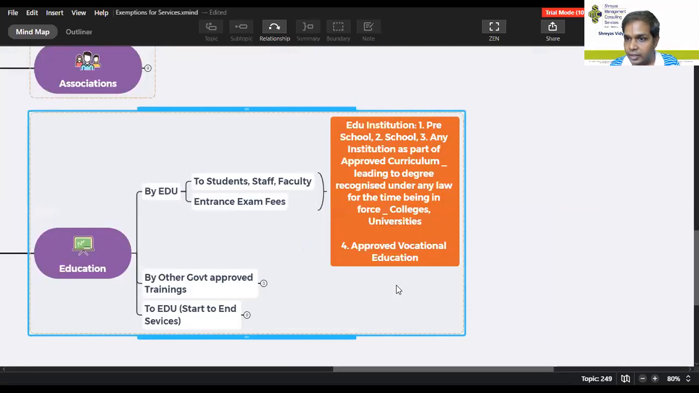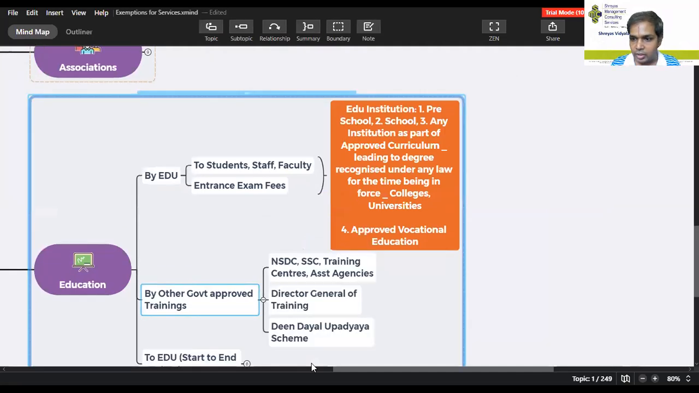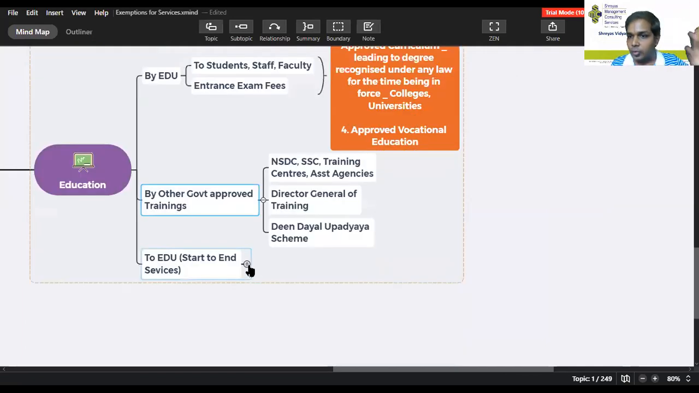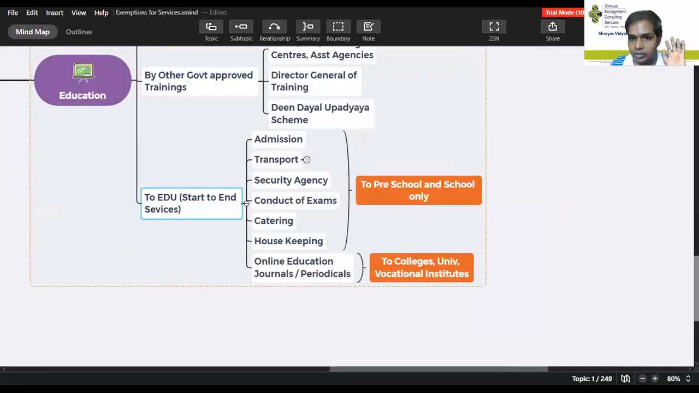So other trainings we discussed. We had talked about educational services to them. We in fact went through a list, start to end of services. There was a broad list we saw, so we remembered based on that. So this is about education institutions. If you remember, we discussed till here in the last session.